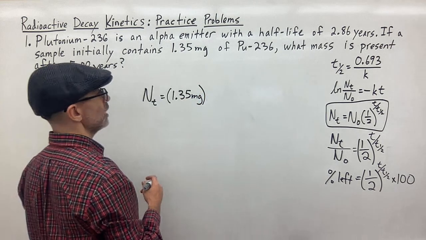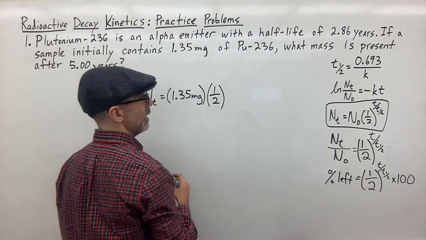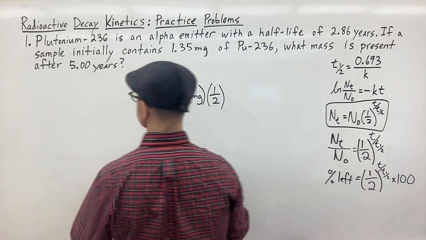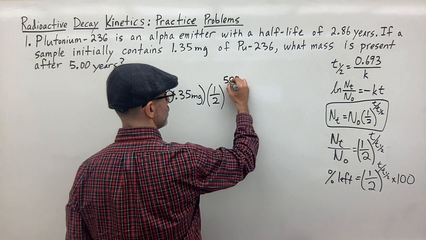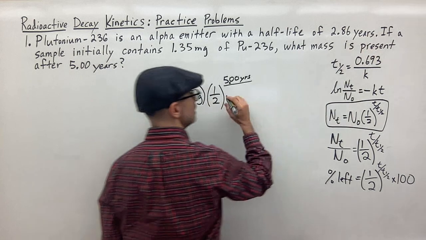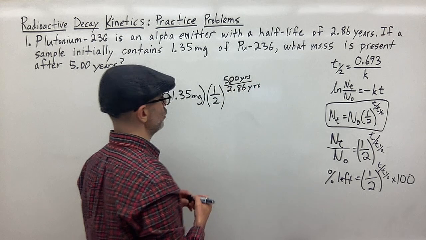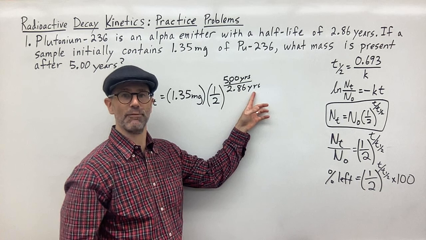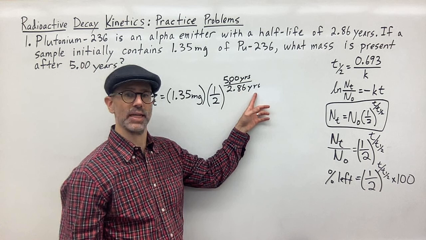And that's multiplied by 1/2, raised to this fractional power. So it's the time elapsed, which is 5 years. So I'll have 5.00 years over the half-life, which is 2.86 years. Now, when you're doing this, it's important to make sure that the units of time you're given for the half-life and the time elapsed are the same. If they're not, then you've got to convert one of them to get them the same.